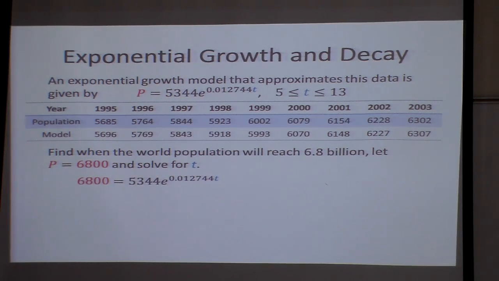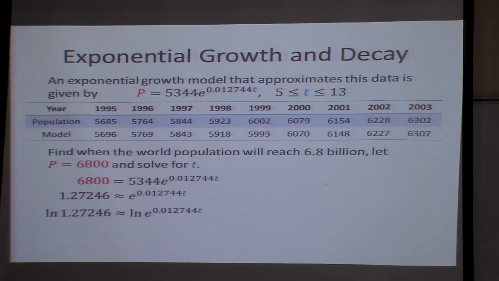Well, how do I actually work this problem? First thing I might do is divide each side by... no, I'm going to divide the 6,800 by 5,344. I'm going to take this 5,344 and divide it into this. That's where I get the 1.27. Now, how do I get rid of this e to get that number right there? Remember, the natural log of e is going to be that answer. So if I do natural log here, I have to do natural log over here.